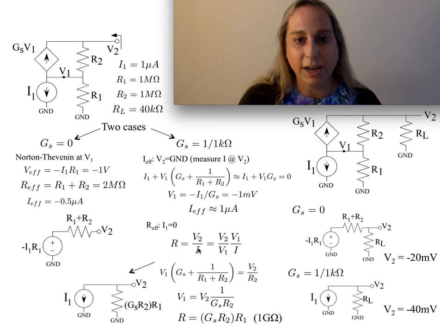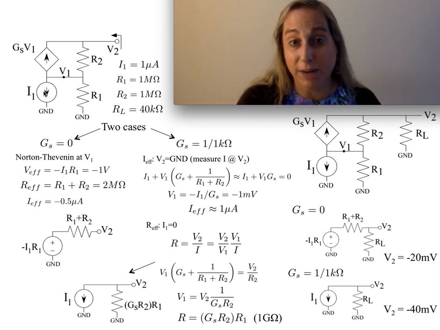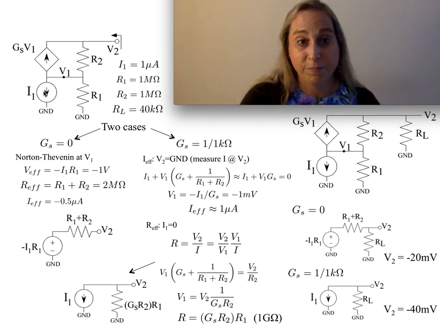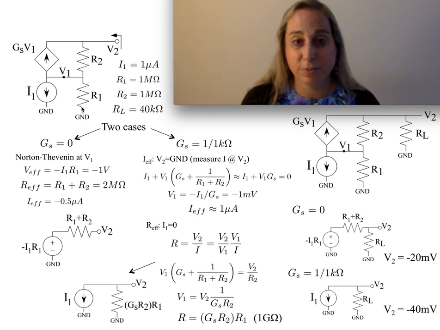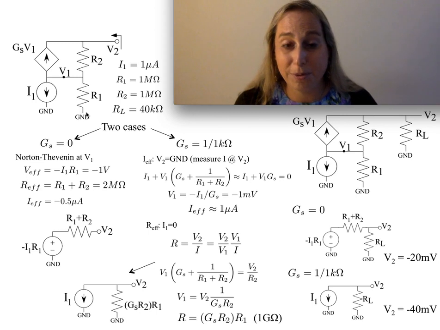That V2 over I can get split into V2 over V1 times V1 over I. Well, why is that at all interesting? If I'm looking at the effective resistance, I'm going to turn I1 off because I'm looking at the resistance part, not the source part of this. So basically V1 through R1 is just a simple resistor. So this V1 over I is just R1 because the current that goes in here is the current that goes through R1. There's nowhere else for it to go in that situation.